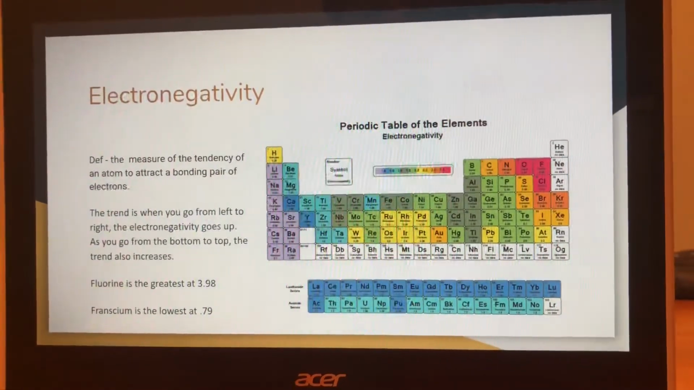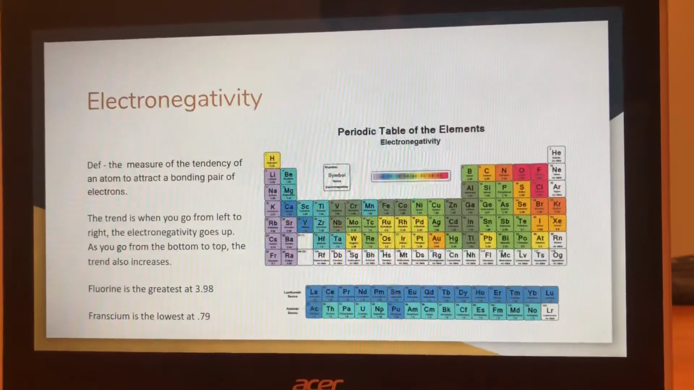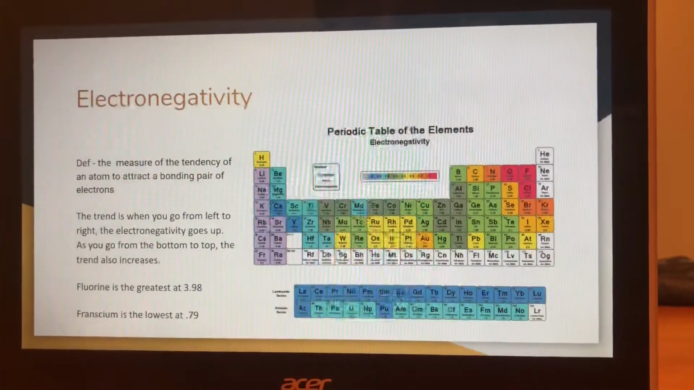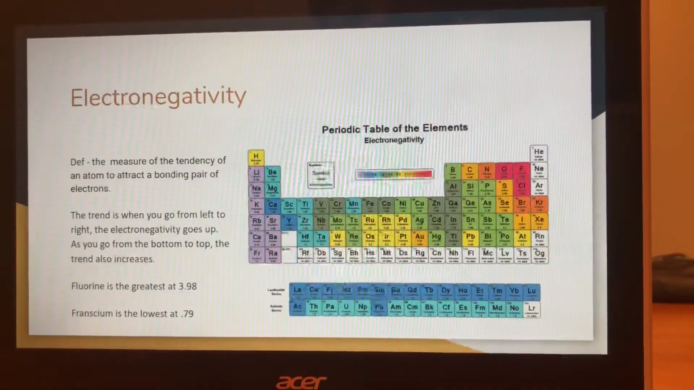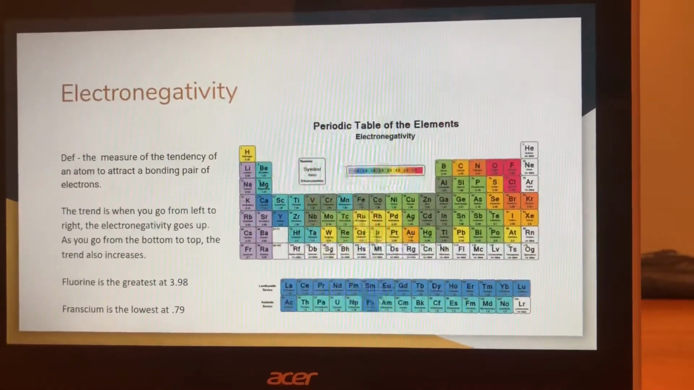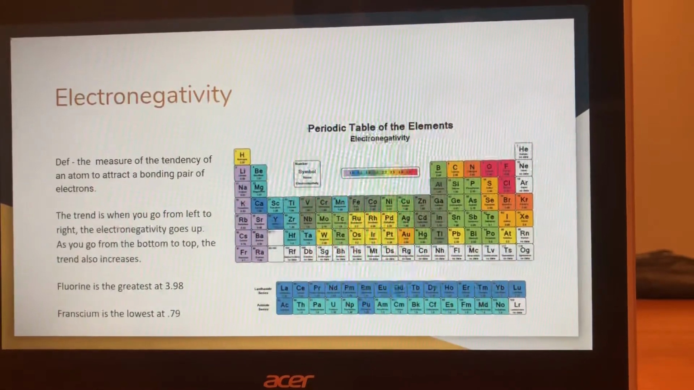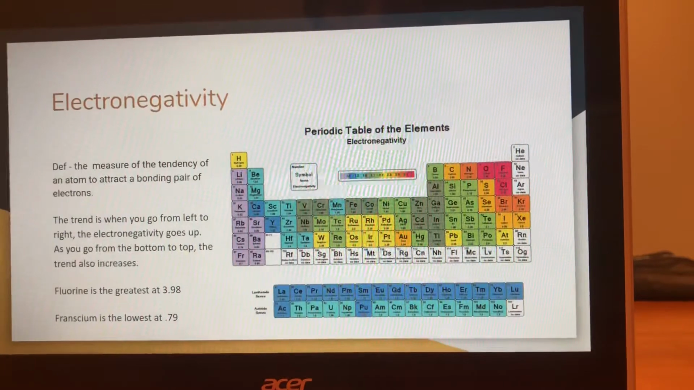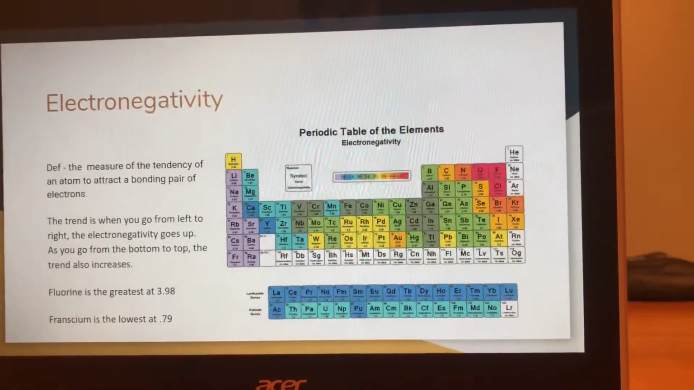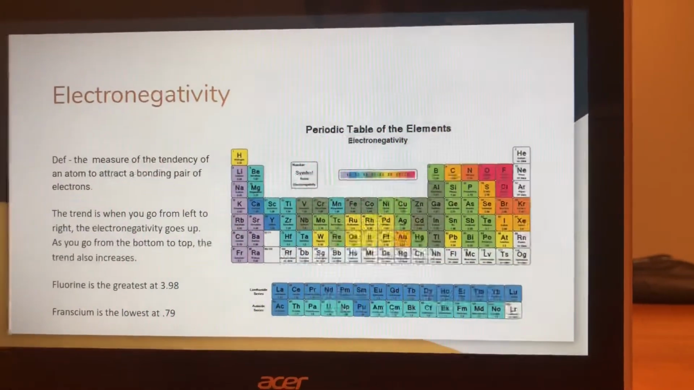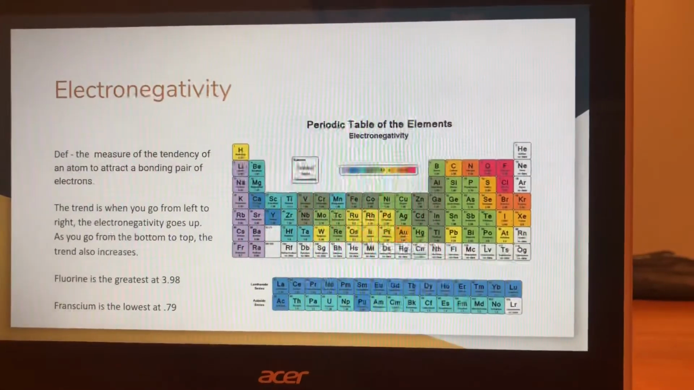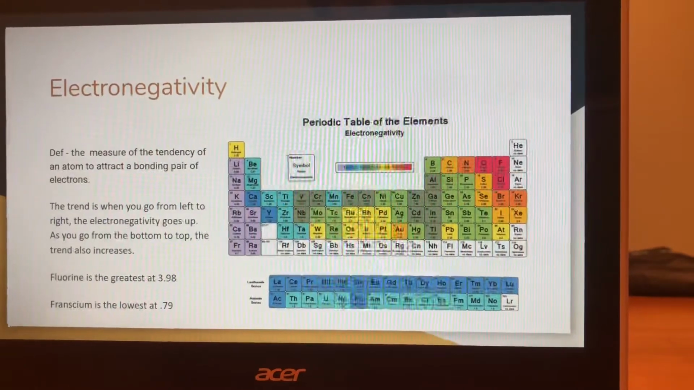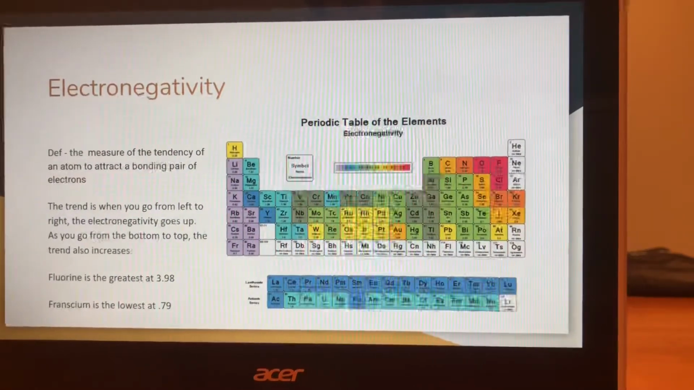Electronegativity. This is the measure of the tendency of an atom to attract a bonding pair of electrons. The trend is, as you go up the column, starting at francium, as you go up to hydrogen, it will start to increase. And as you go from hydrogen to helium, it will also increase. So it has a positive trend. The weakest one is francium at 0.79, while fluorine is the highest at 3.98.